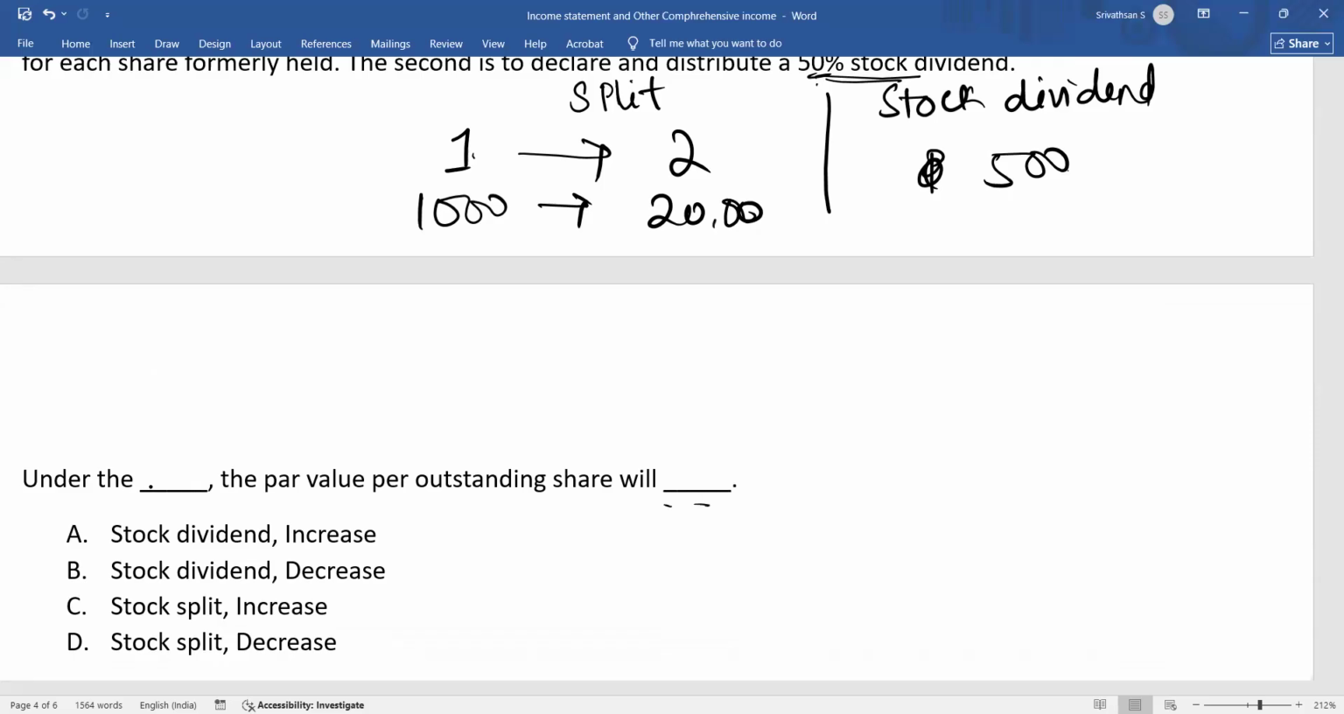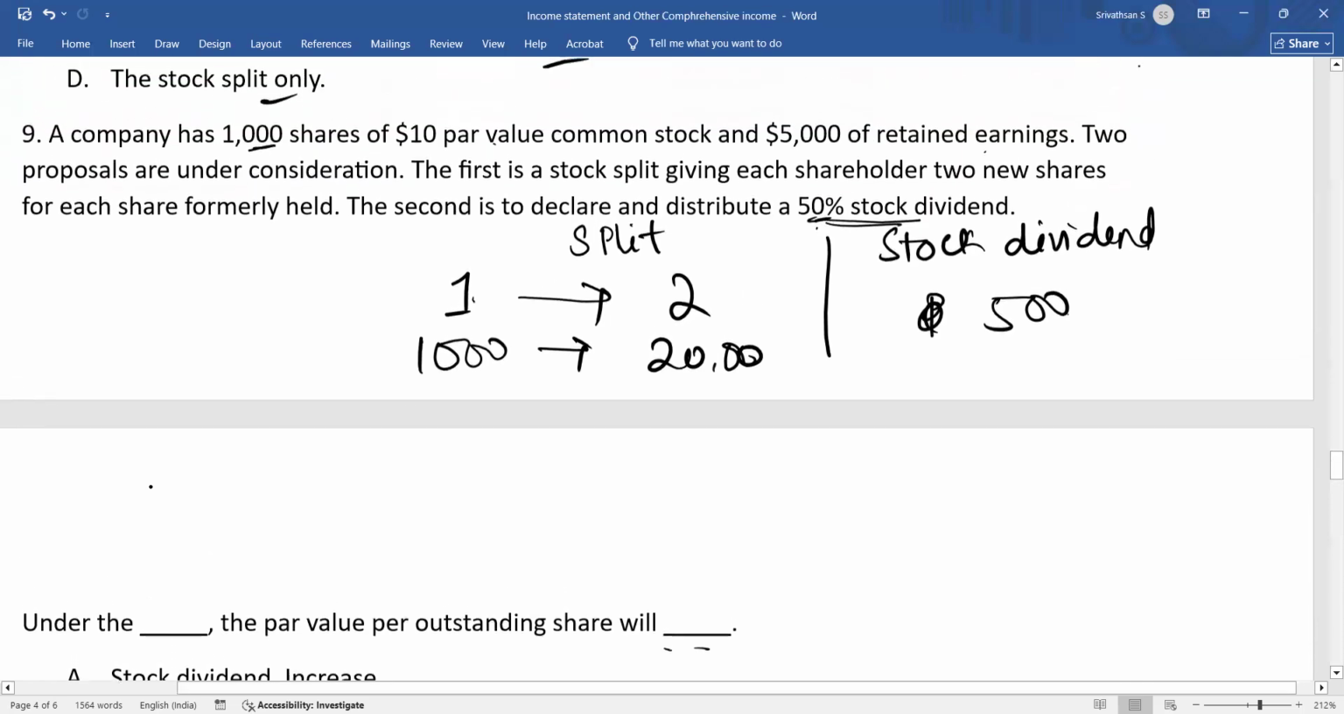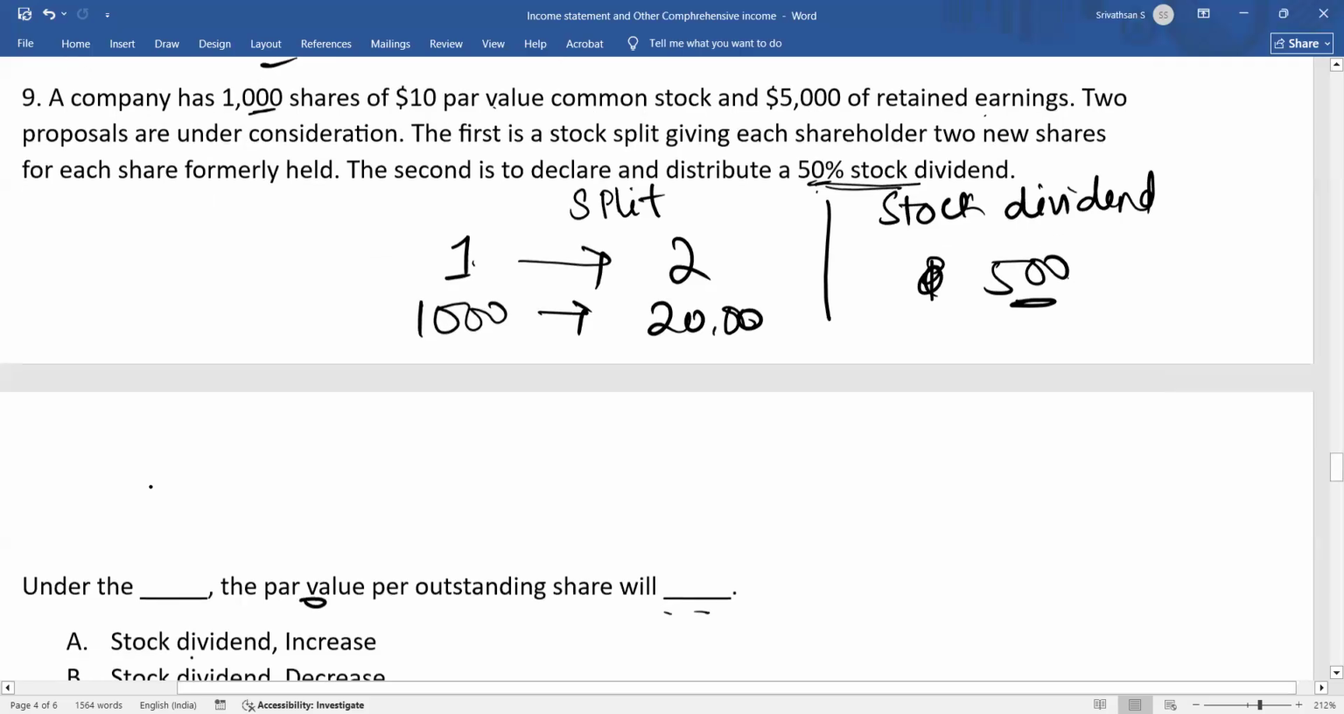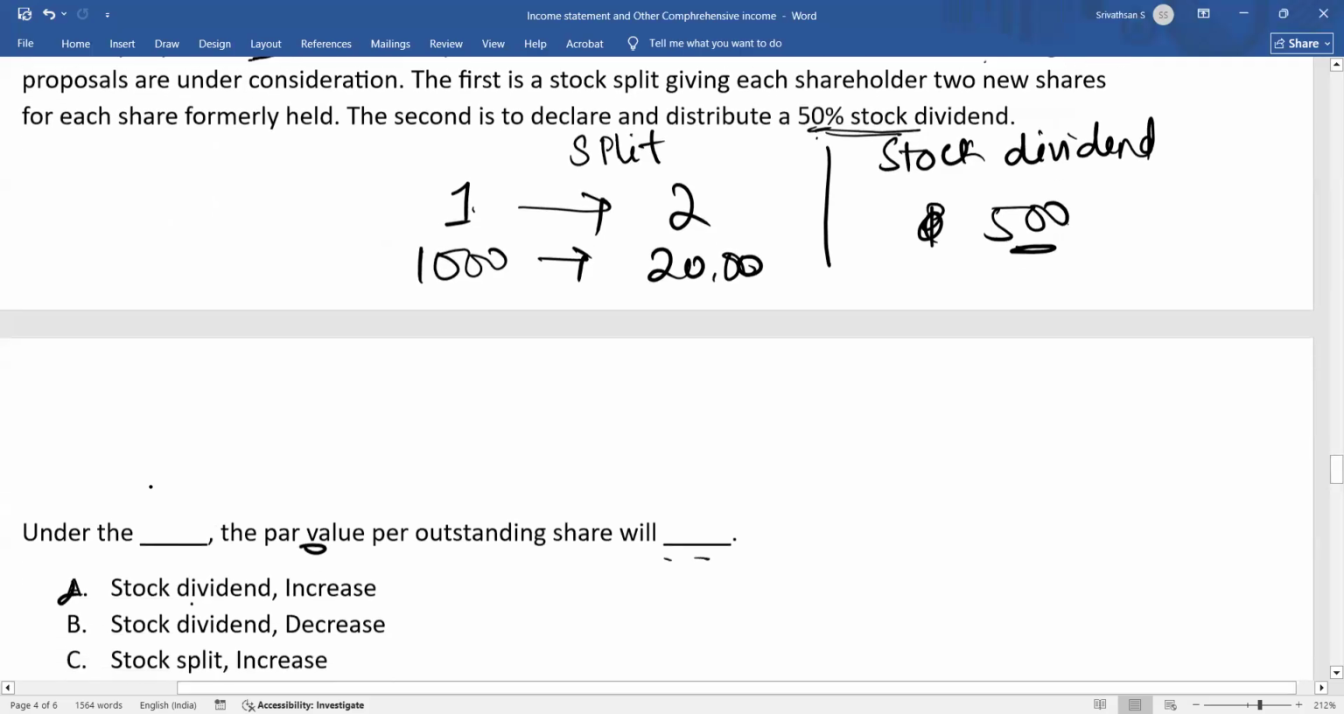So first option, under stock dividend, the par value per outstanding share will increase. Listen, we know that stock dividend will have no impact on the par value, right? Because of issuing 500 shares as stock dividend, it is going to have no impact on the par value. So option A cannot be the right answer.